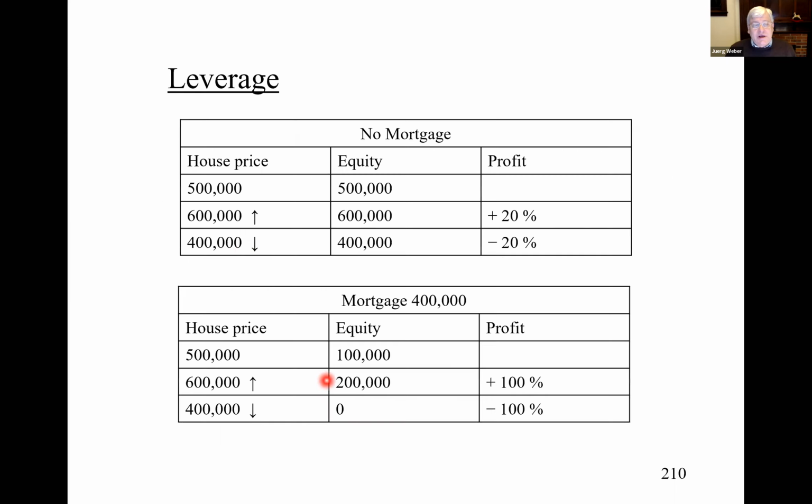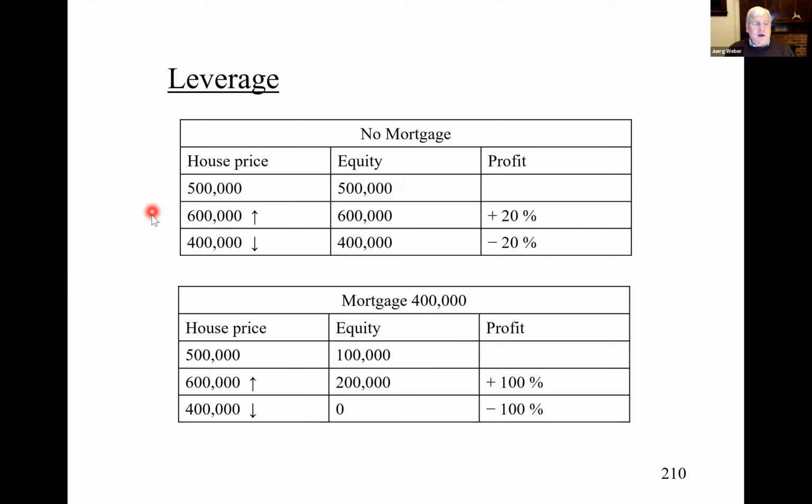Now, leverage is something very important in finance. And so I would like to make you now a second example here that has nothing to do with an insurance company. Let's think about buying a house. So the house price is $500,000, or maybe rand, and let's have no mortgage. So the buyer of the house just pays the full amount of the house price. So the buyer's equity in the house is $500,000.